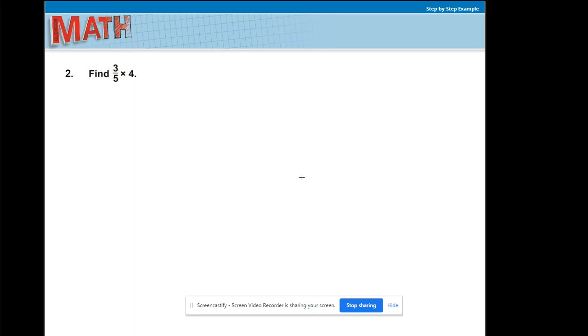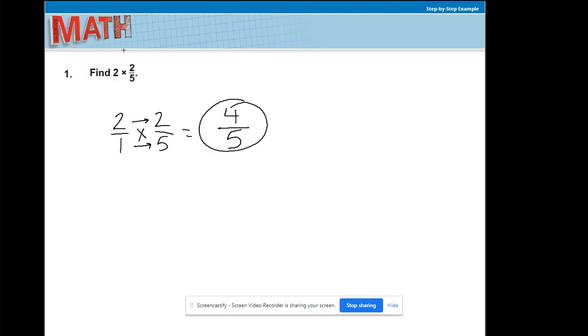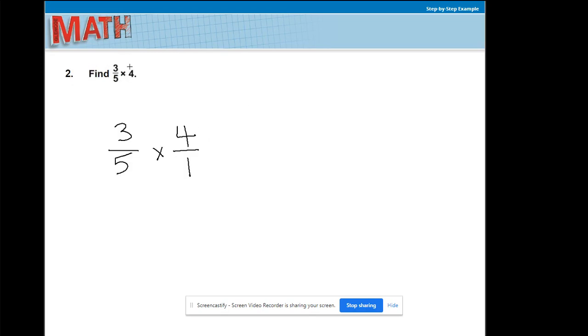All right, our next problem is 3/5 times 4. So we have 3 over 5, times 4 over 1. Now, it does not matter what order they are in. No matter what, this whole number is always going to have a 1 under it. If the whole number is first, it's going to have a 1 under it. If it's second, it's going to have a 1 under it. So, again, we're going to multiply across. So 3 times 4 is 12, 5 times 1 is 5.